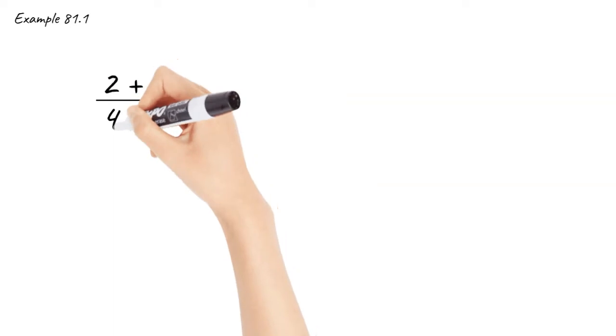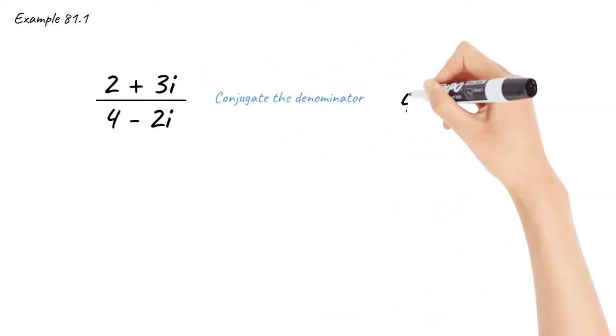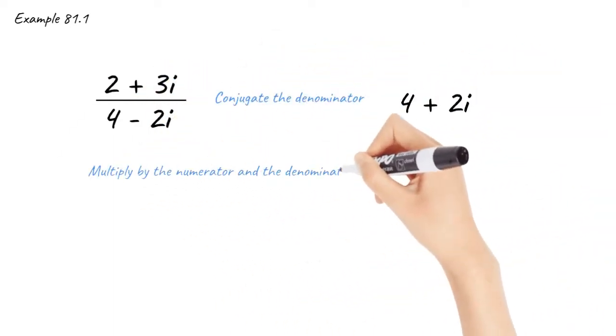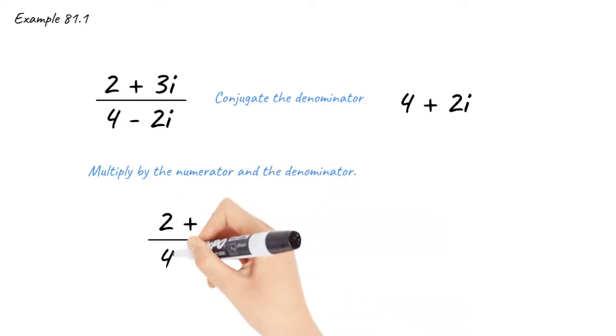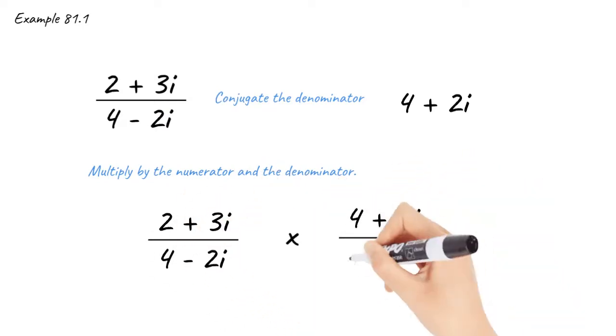Conjugate the denominator by changing the minus sign to a plus sign. Then write out the next steps of multiplying the numerator and the denominator by the conjugate.